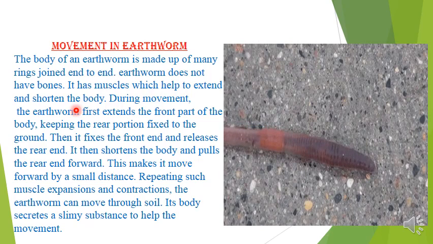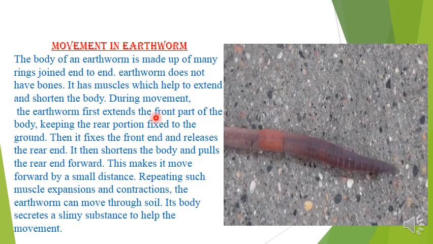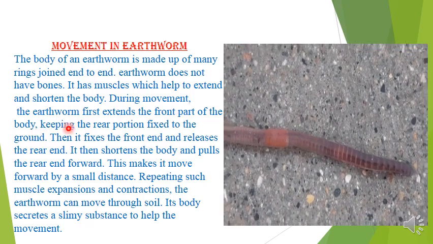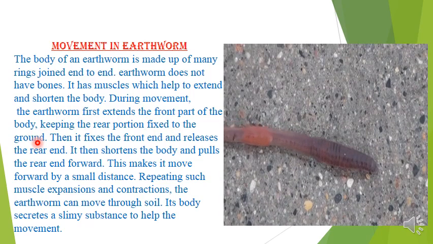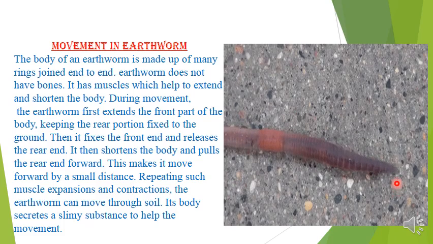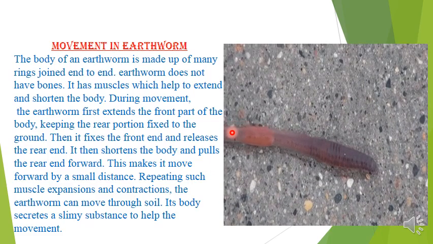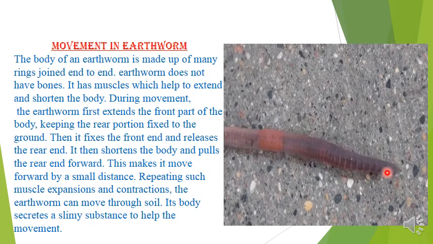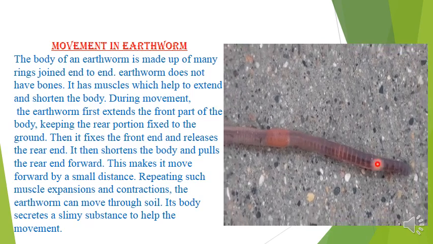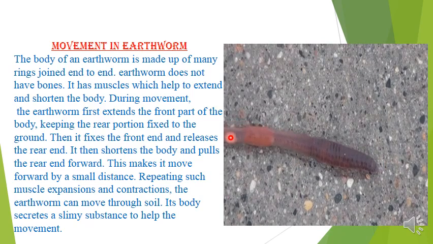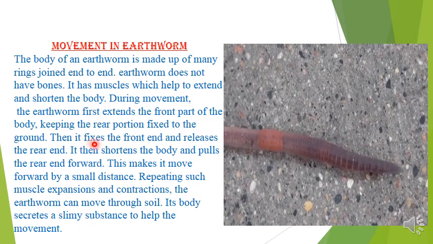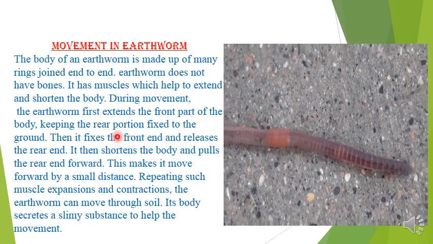During movement, the earthworm first extends the front part of the body, keeping the rear portion fixed to the ground. While moving, it extends only the front part. You can see in the image clearly. Whereas the last portion, the rear end, it keeps in a fixed position. Once the front part moves, the muscles push to the front part, then slowly it pulls its rear portion. Then it fixes the front end and releases the rear end.